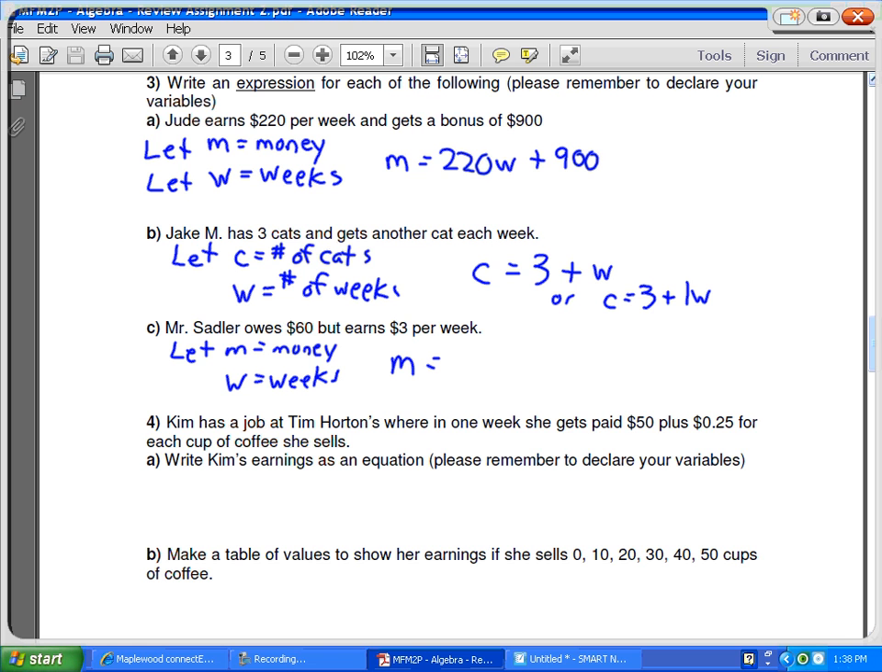What is that going to be in this case? Well, what's $3 per week going to be? 3W. Now here comes the magic of this question. If I owe $60, how do I write owing $60? Negative 60, good. Right?